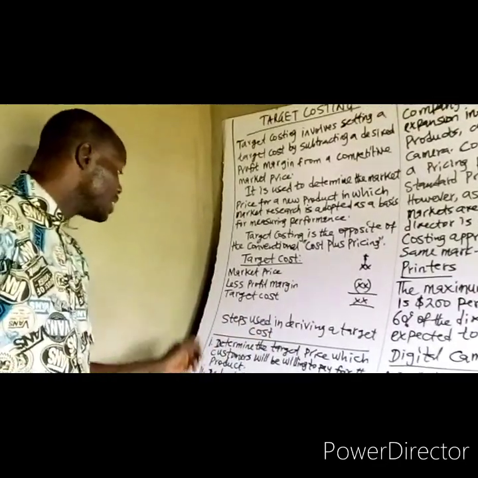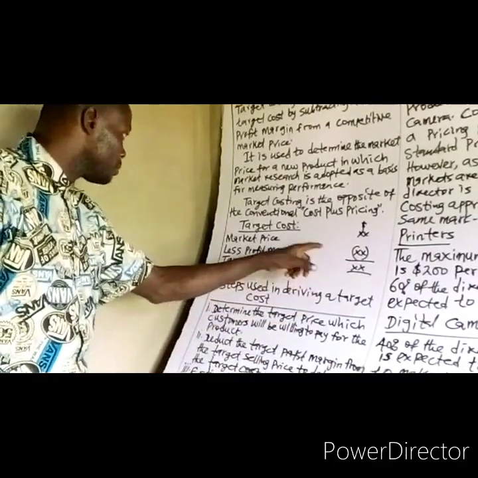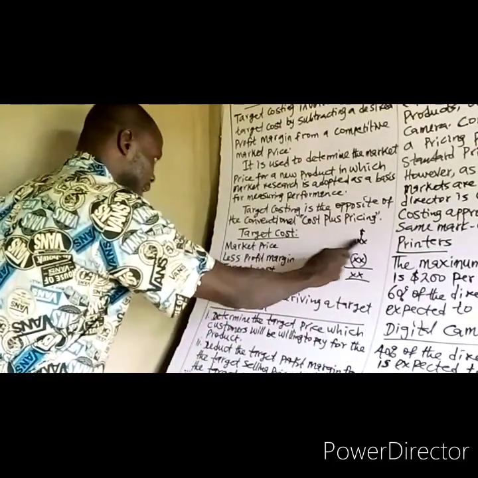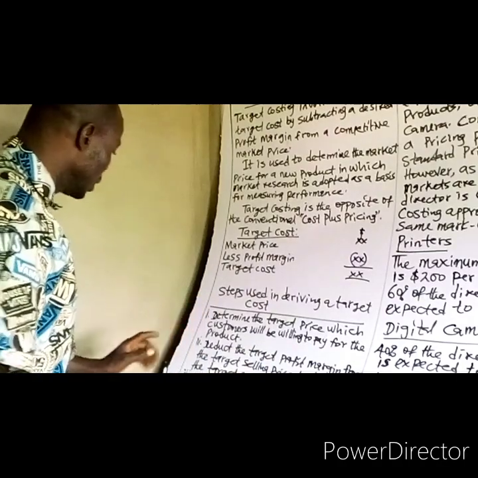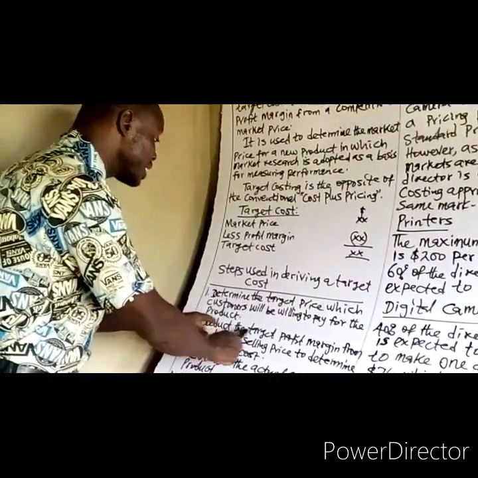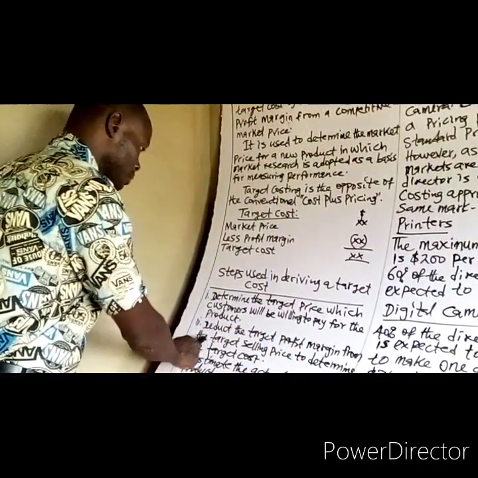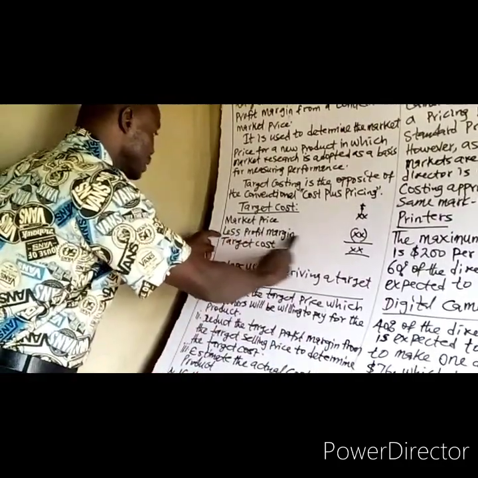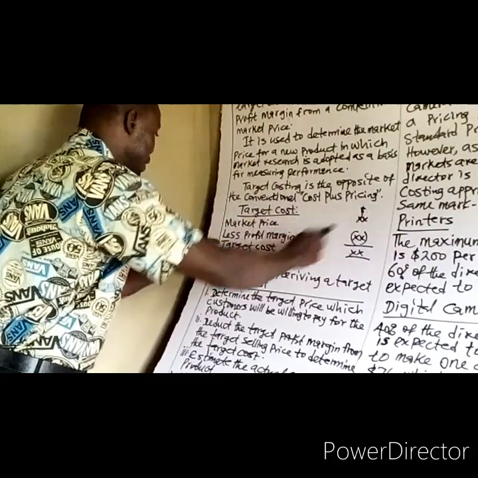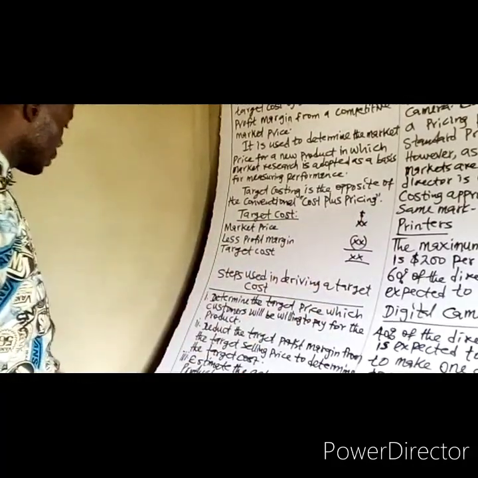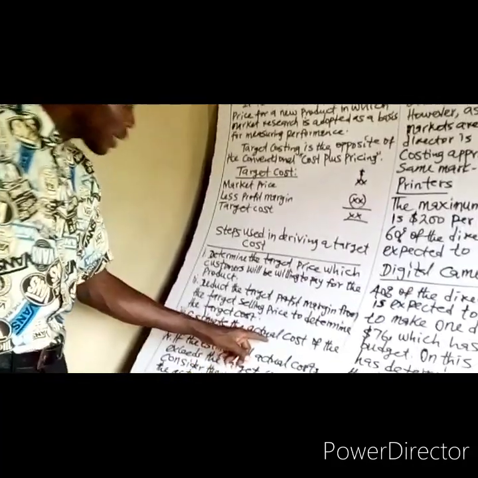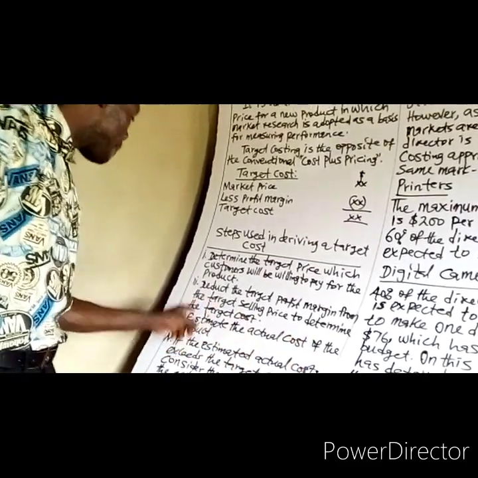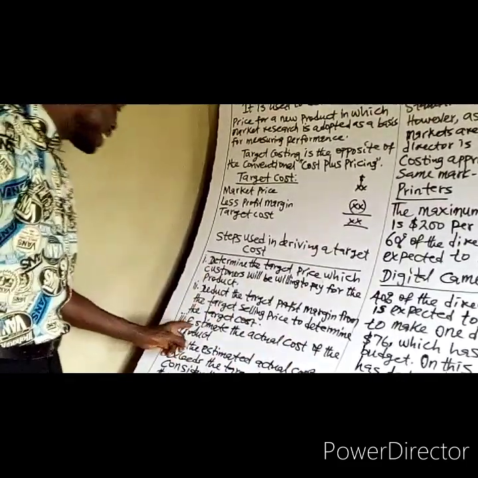The second step is to deduct the target profit. That is, the first thing, you determine the market price that the customers will be willing to pay. The second one is to deduct the target profit margin from the target selling price, then you get the target cost. Then estimate the actual cost of the product. That is the third step.